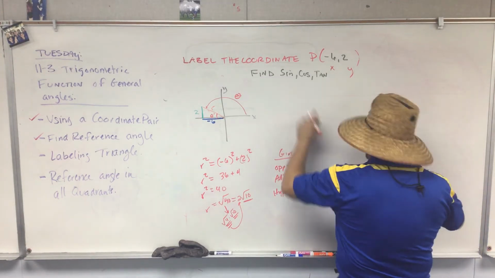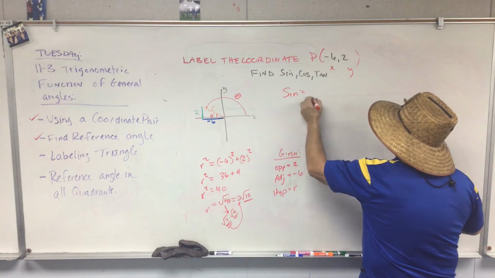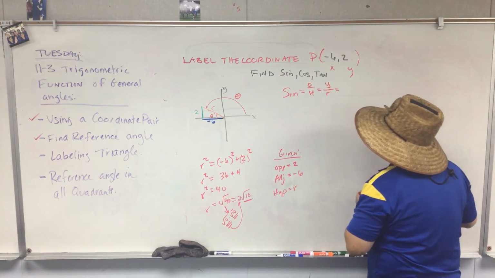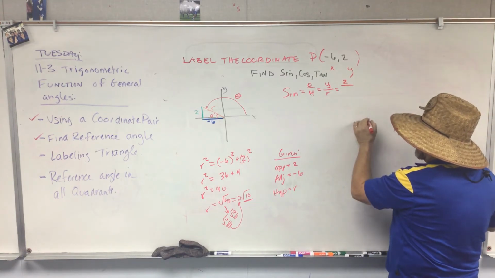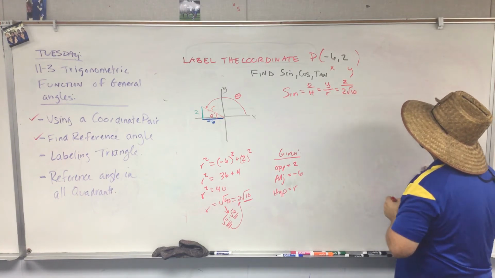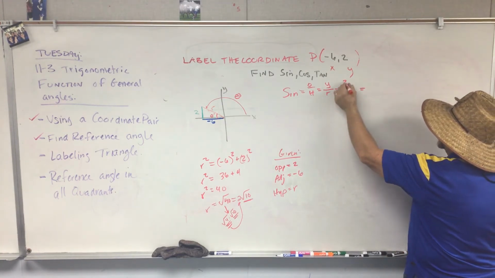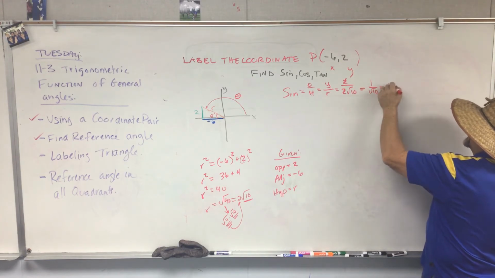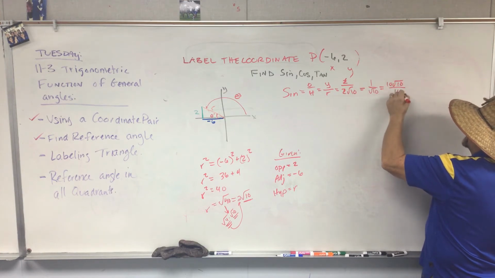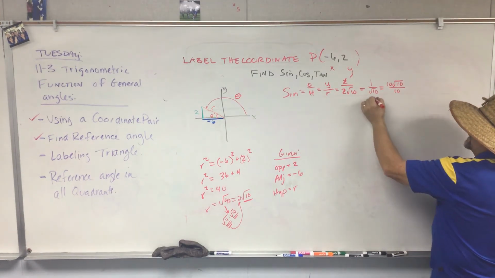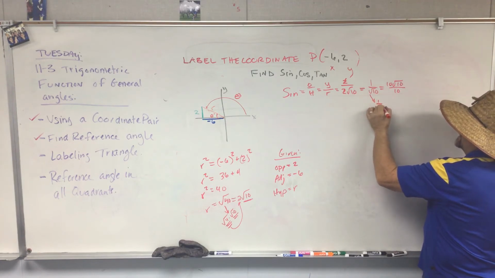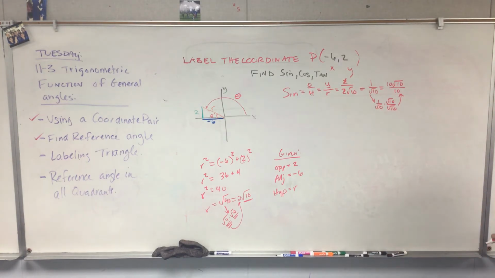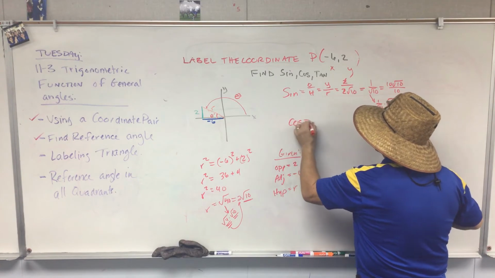So then I want sine. Sine is going to equal opposite over hypotenuse, which is the same as y over r, which is the same as 2 over 2 root 10. Well, if we simplify this out, that becomes 1 over root 10, and this becomes root 10 over 10. So remember, to get there, we multiply the top and bottom by root 10.